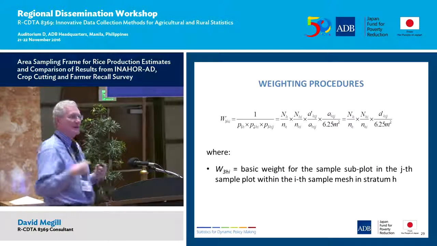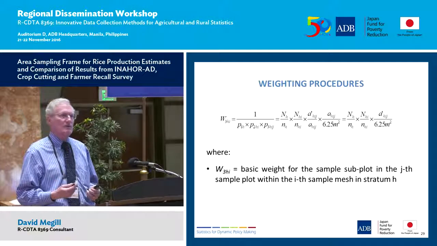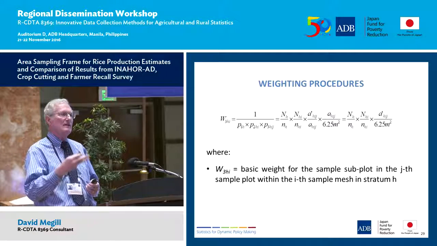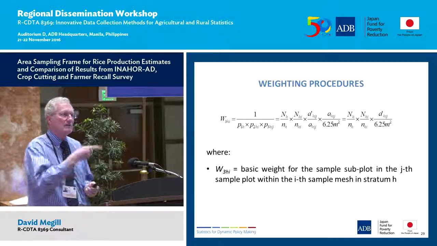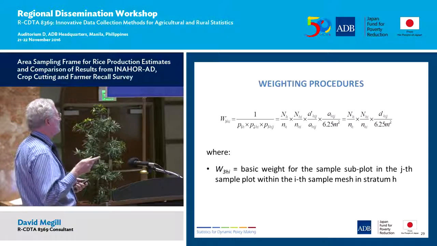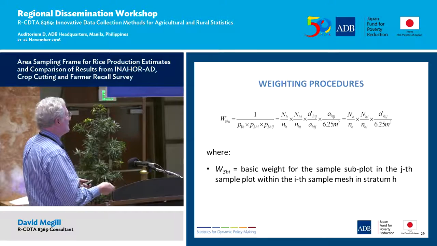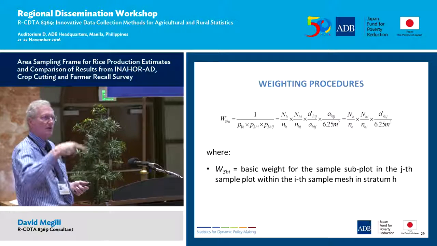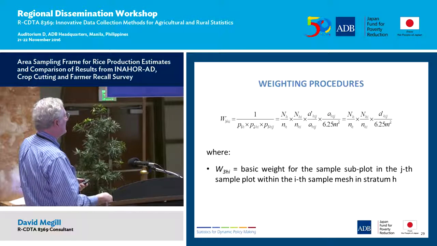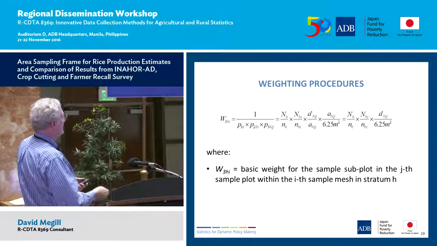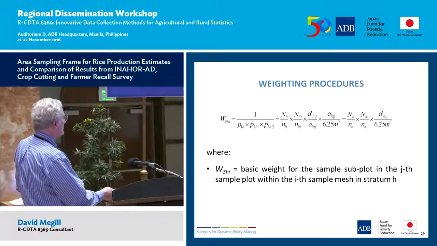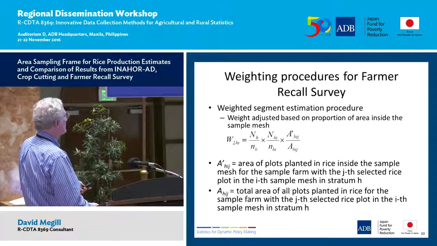And so when we look at the actual crop cutting data, okay, the weight of the rice that was harvested in one of these 2.5 by 2.5 square meter subplots, this would be the weight. So this is a weight of a single subplot where we're doing the crop cutting. And again, we're just multiplying the 3 different probabilities and taking the inverse of that. Okay, so this is the overall probability, and we're taking the inverse to calculate the weight.